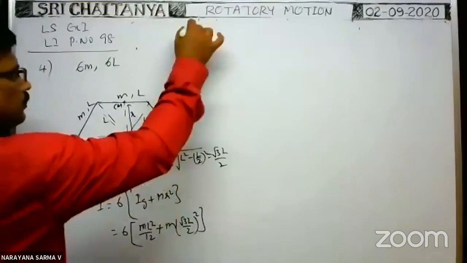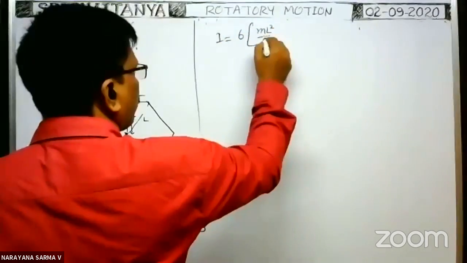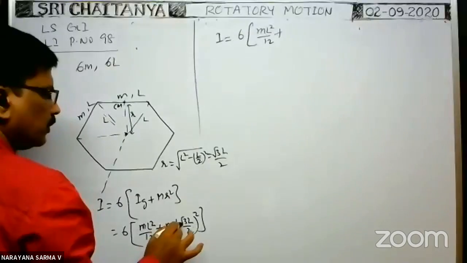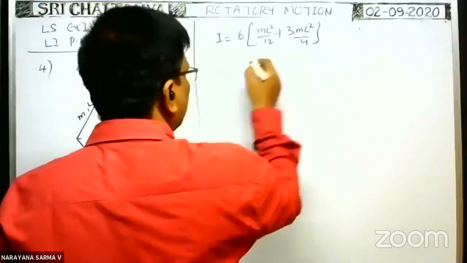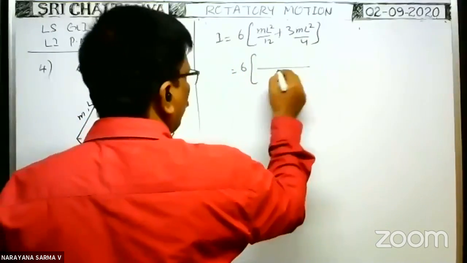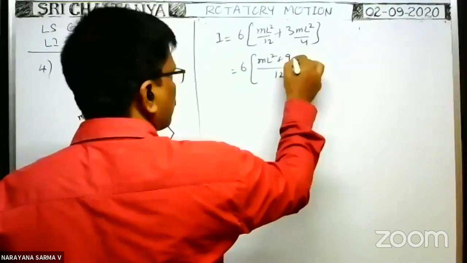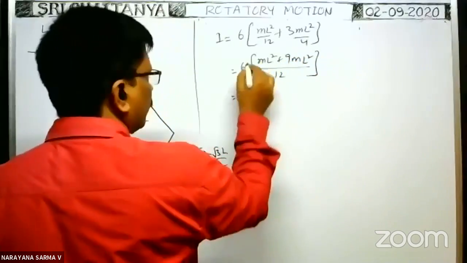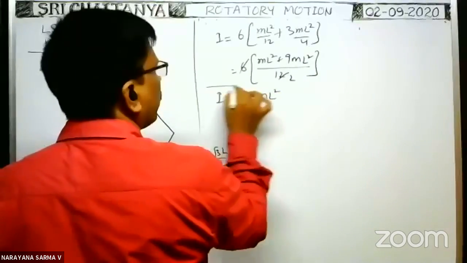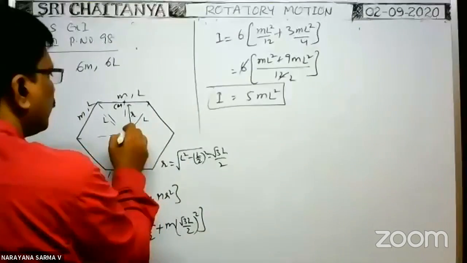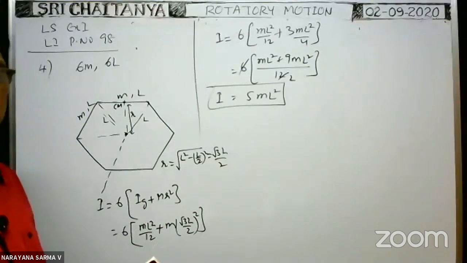Therefore I is equal to 6 into ml square by 12 plus m into 3L square by 4, that means 3 ml square by 4. Take LCM 12. So this is ml square plus 9 ml square. Therefore 6 twos are 12, and you will get 5 ml square. So the moment of inertia of the system about this axis is 5 ml square.